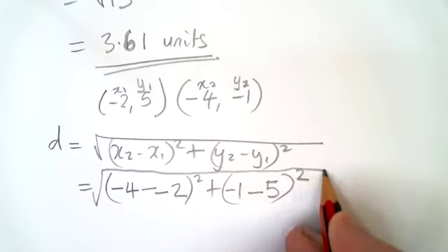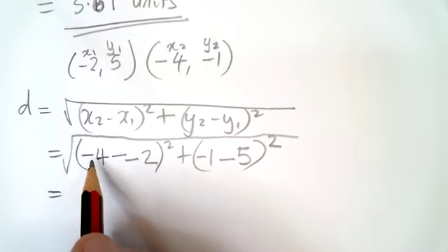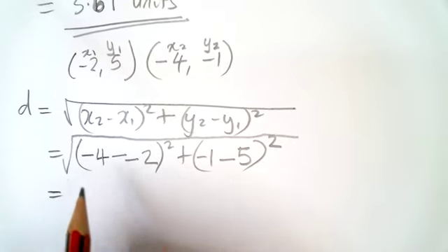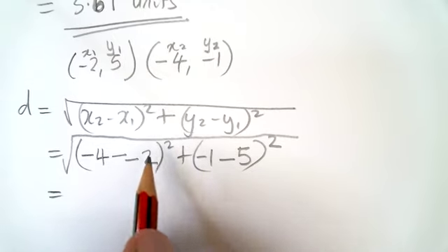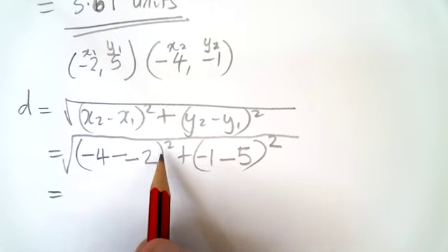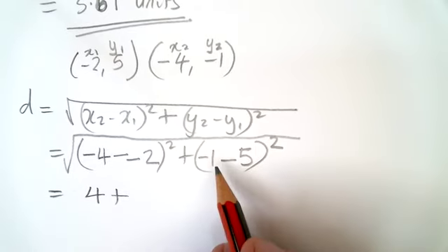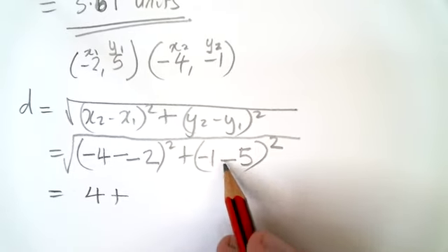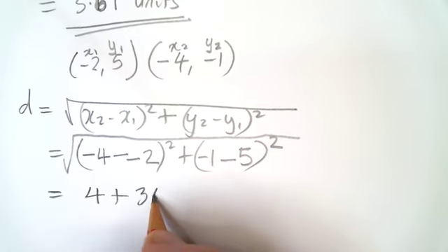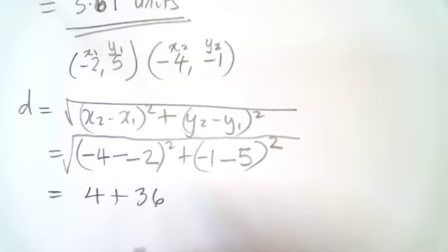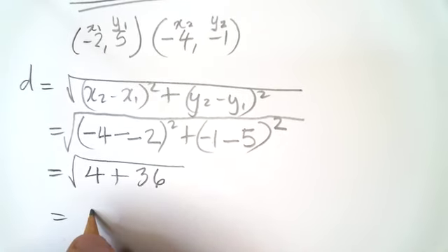Square root of all that. So a little bit more work to do this time. So -4 minus -2. So this is really -4 plus 2, which is -2. Now the square of -2, so -2 squared is going to be 4. Plus -1 minus 5 is -6. -6 squared is going to be 36. So we've got, is equal to 40, square root of 40.